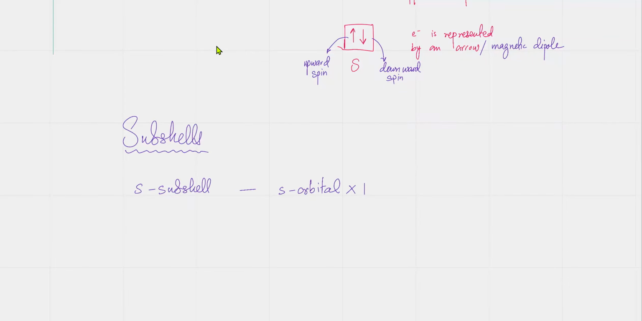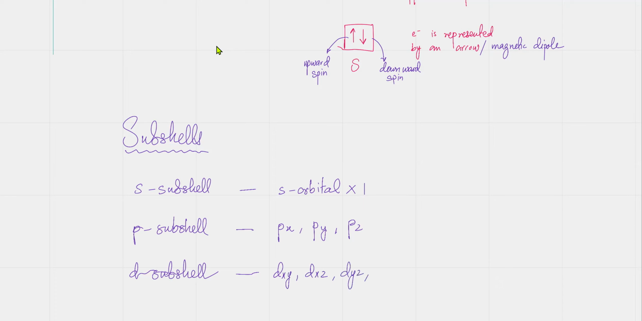The P subshell is actually made up of three P orbitals. One is Px, then you've got your Py, and then you've got your Pz orbital. Then you've got your D subshell, which we drew earlier. I'm just writing the same thing down. Your D subshell is made up of five orbitals. There's dxy, dxz, dyz, and then there is dx square minus y square. We just did the shapes earlier, and that's dz square.